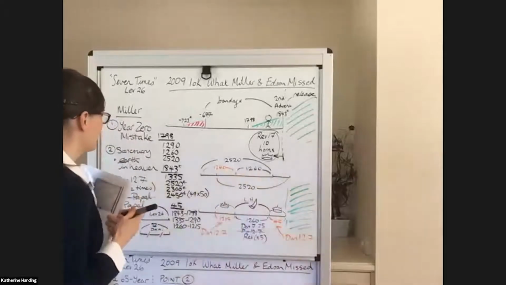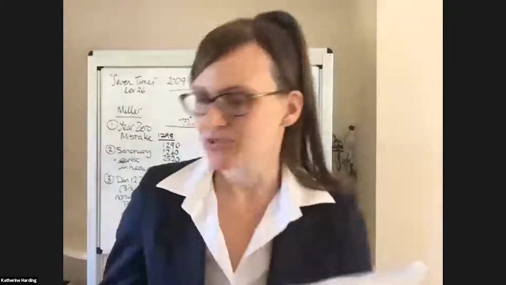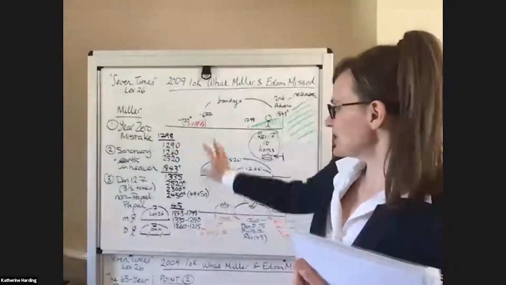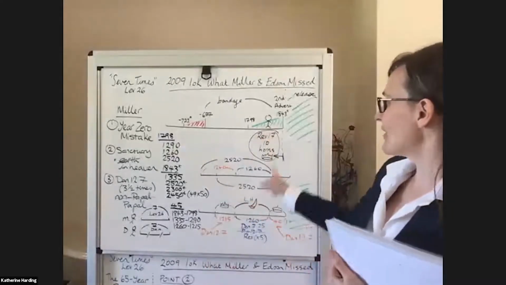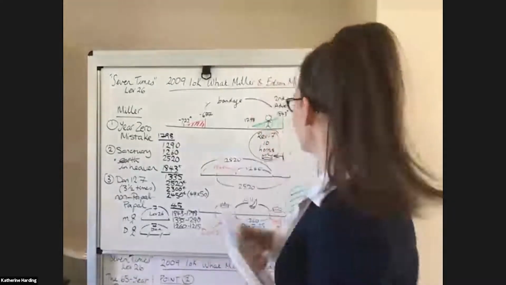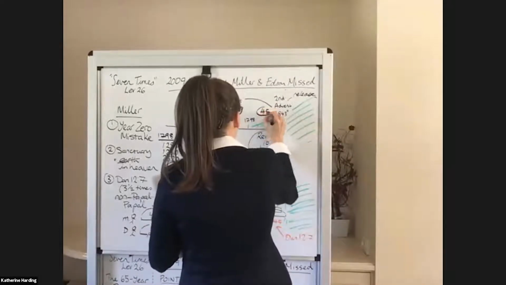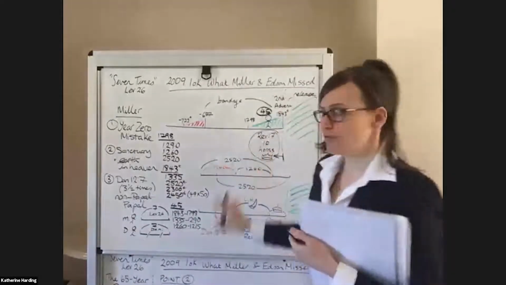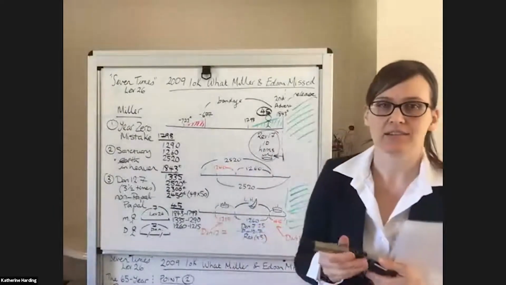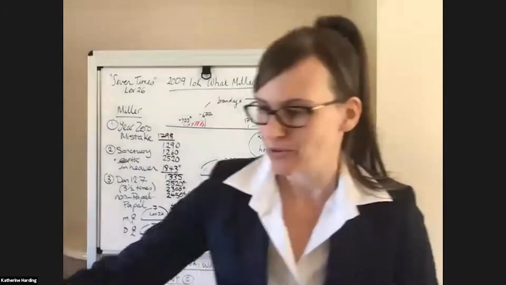So to him, it looks rock solid. There's heaps of reason for him to believe that all the numbers are right. This is a 45. And this 45 is the time of the 10 kings. So that's how he's done all of that.